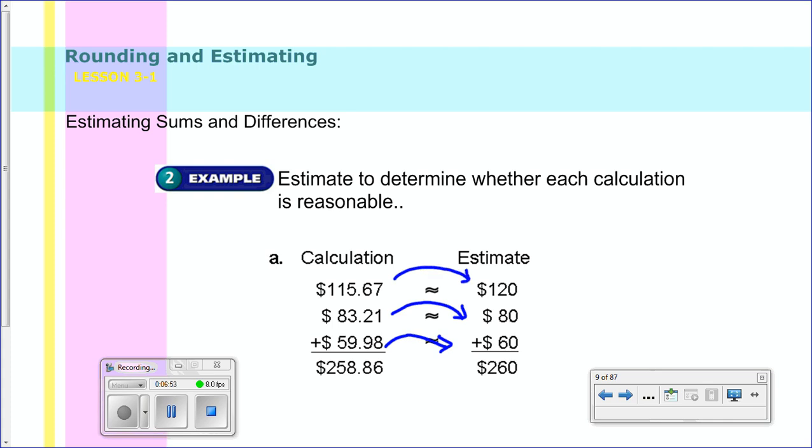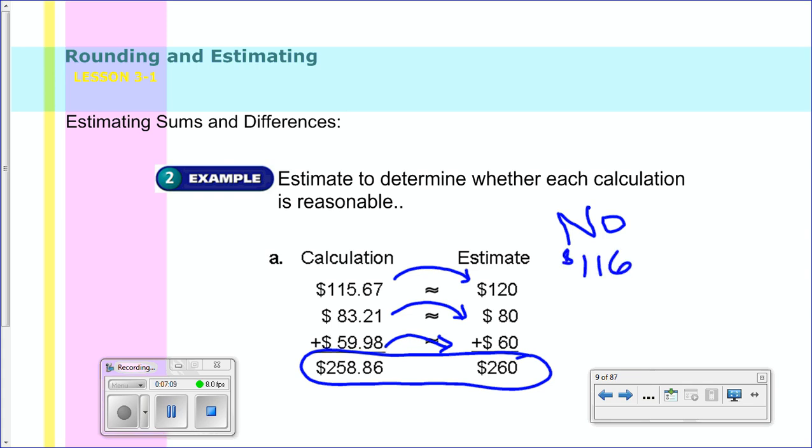So if you take a look, on this one, it seems like they're close. All right, here I would say that's a pretty close estimate. However, did they round each number to really what they should have? That would be a no. Because they should have rounded to the nearest whole dollar. They should have done $116. This one I would have said $83. And this one I would have said $60. So they could have been even closer. They would have had $259 if they rounded to the nearest whole dollar. So again, it could have been closer. So no, I wouldn't say that's reasonable.